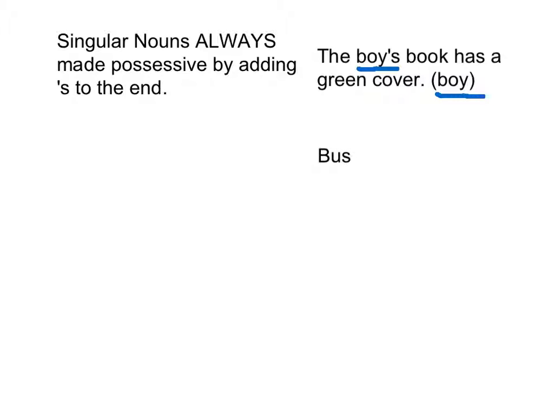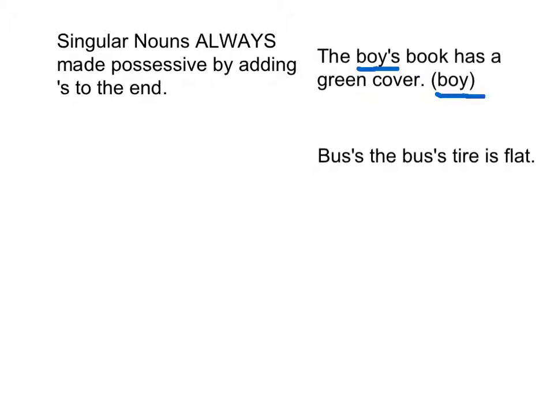Sometimes when singular nouns end in S, it can be a little tricky, but again, just refer back to the rule that all singular nouns, no matter what, always are made possessive by adding an apostrophe S to the end. So here we have bus. What if we were to use bus in a sentence and make this possessive? Well, the way we would make bus possessive, again, following our rule, is we're just going to add an apostrophe S. So a sentence might be, the bus's tire is flat.